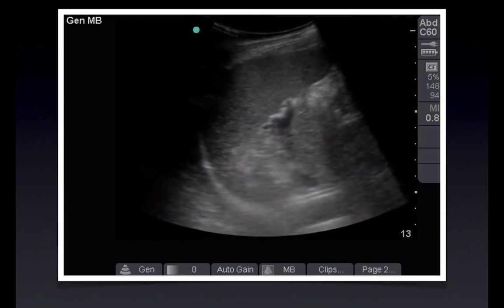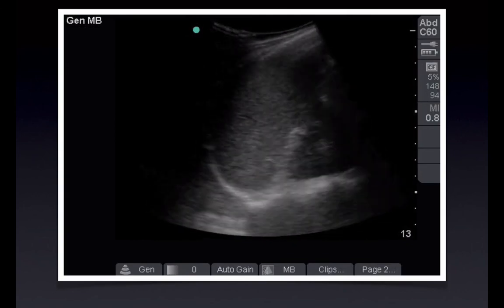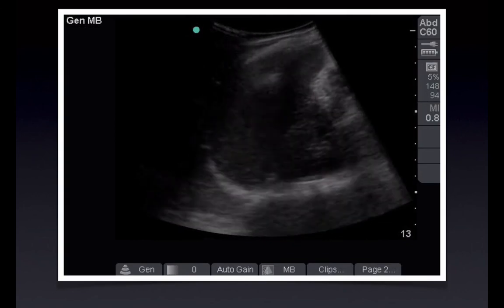Left upper quadrant. You guys think that's a normal exam? All right, so we'll do some hands-on in the lab, and we'll see you soon.